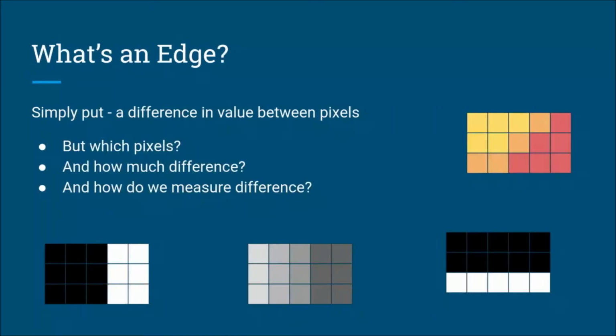All right, so if we want to find edges, first we need to know what's an edge. It's basically just a difference between pixels which are nearby to each other. What we need to decide is which pixels are we going to compare, how much difference does there need to be before there's an edge, and how exactly do we compare them.